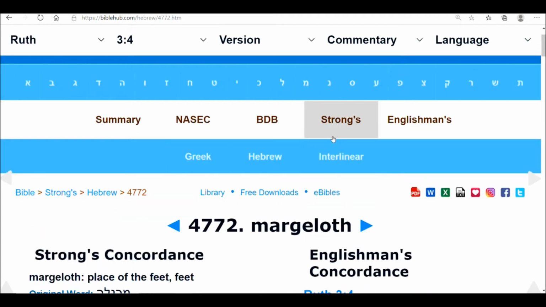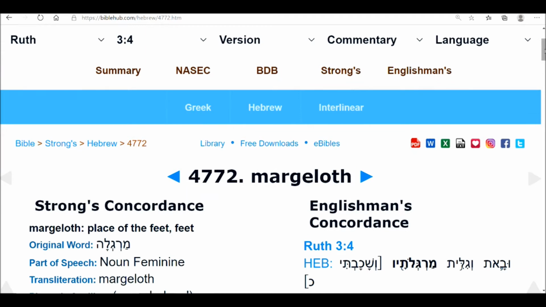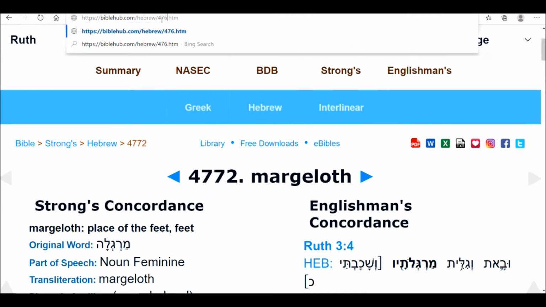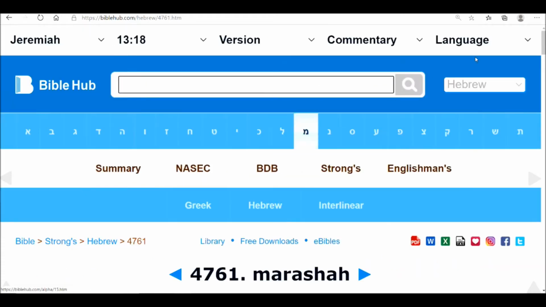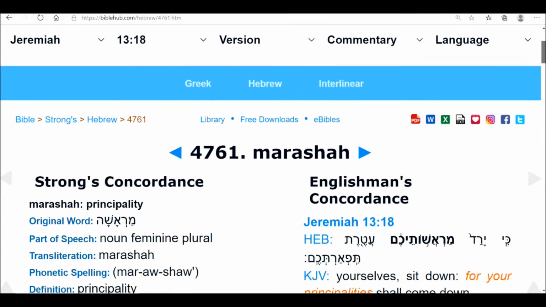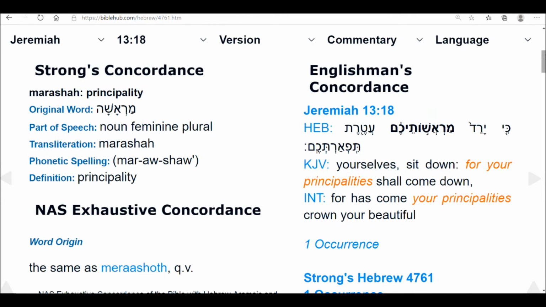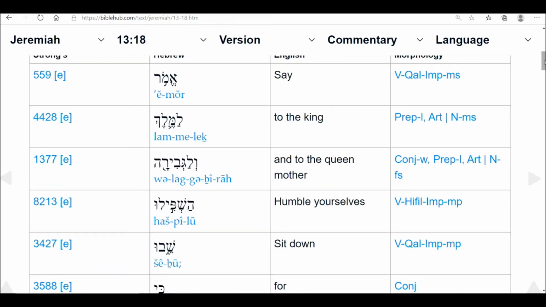Now I want to go to, in 4761, there's an occurrence that I wanted to break down. 4761 was the principality. Because this is the only time this word is used. Yeah, we're going into Jeremiah 13:18, and we're going to start walking this thing down to say what's going on here, because this is what's happening.